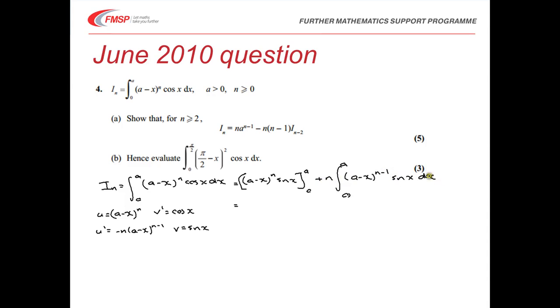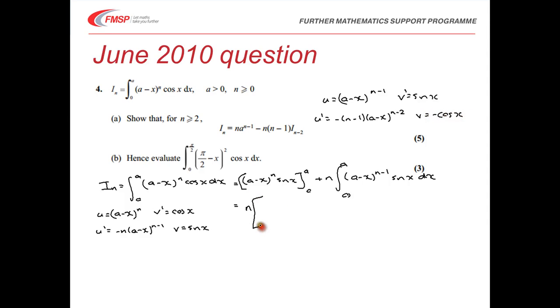Now the n with respect to x is a constant, everything else is a function of x, so I can just write this n here, and now I'm going to look at this integral. So again, I want to get that power down again by another 1 so that it will look something more like I_{n-2}. So again, I think we need u to be (a minus x)^{n-1}, and v' this time will be sin x. So that means that u' will be the negative of (n minus 1), and then this time (a minus x)^{n-2}, and this will be v', so v will be the negative of cosine of x.